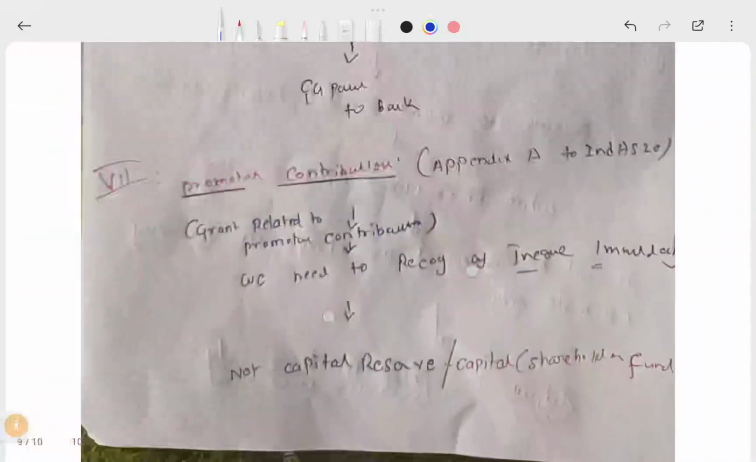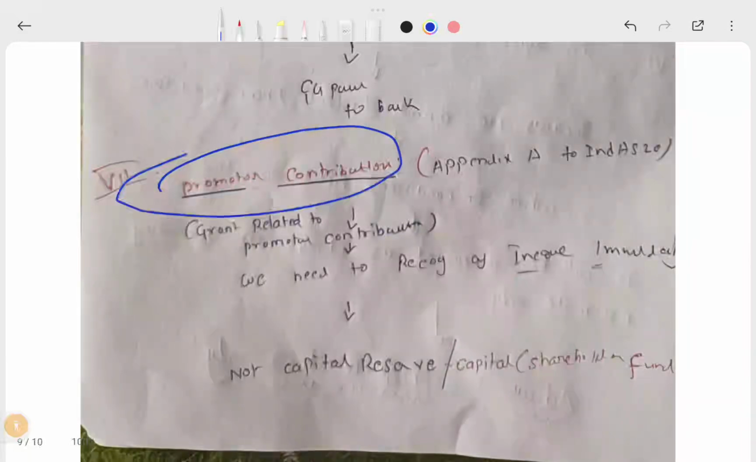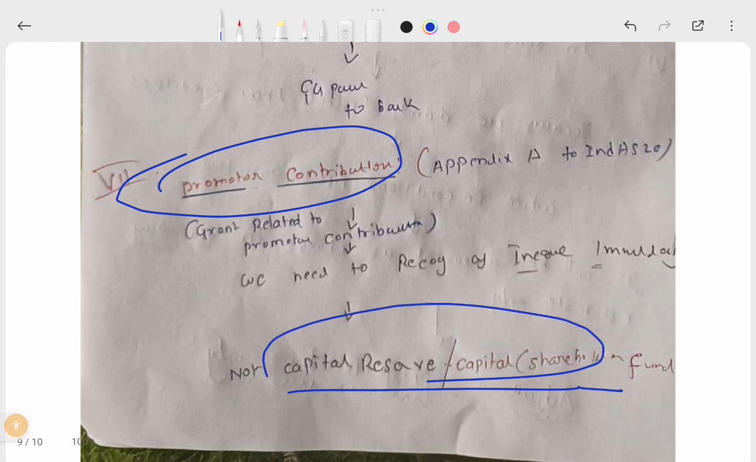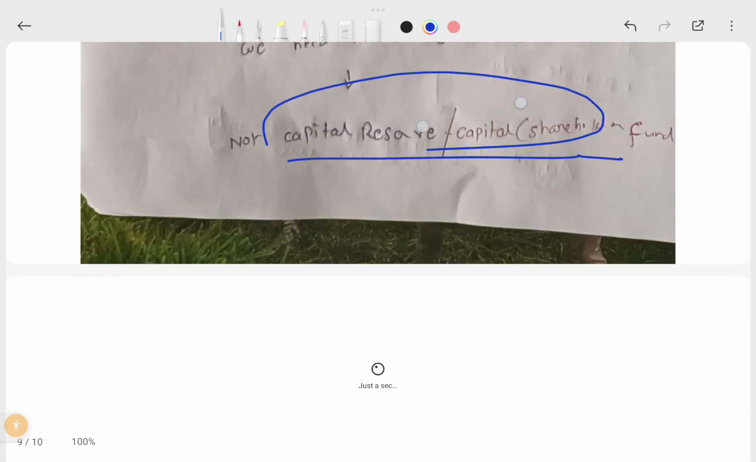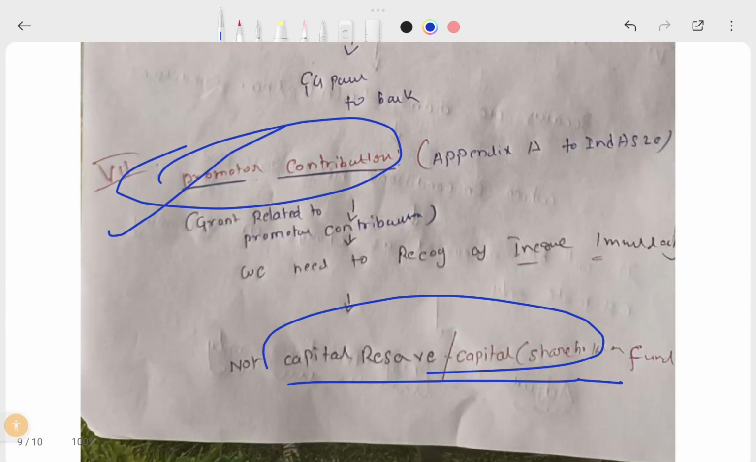And there is one appendix note to Ind AS 20, on promoter contribution. Grant related to promoter contribution, we need to recognize as income immediately, not as capital reserve or capital share in the financials as per earlier standards. Earlier we used to account for it as a capital reserve in previous accounting standards, AS 2 and all, but now we need to show it as a promoter contribution only. I hope you understand this standard, and if you have any questions, please let me know.